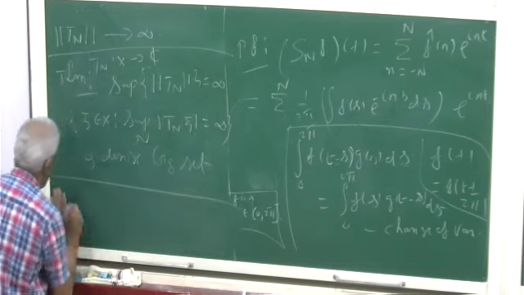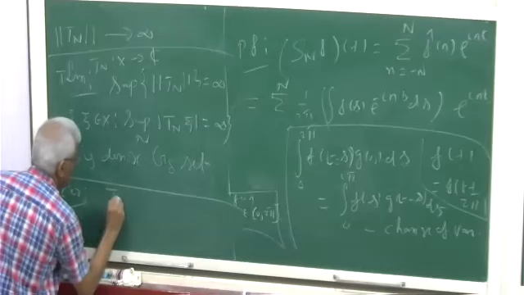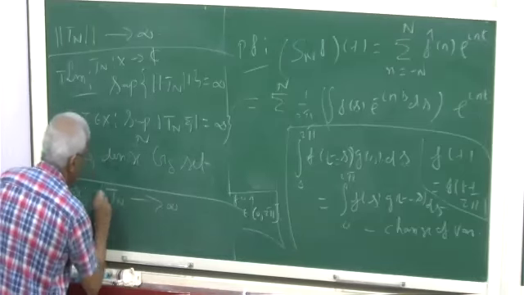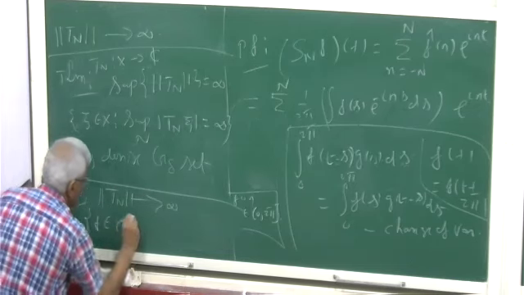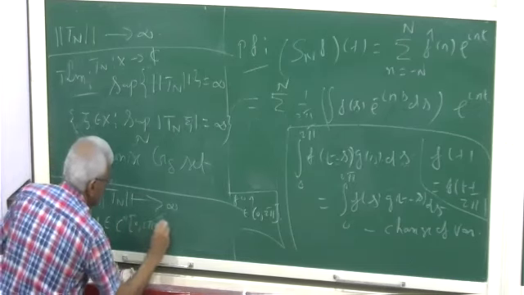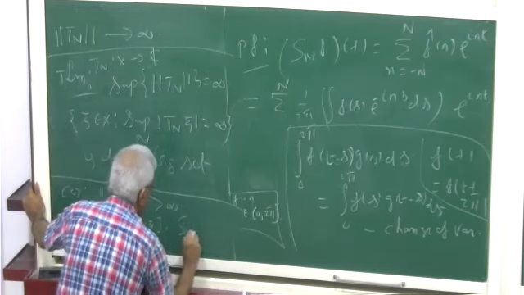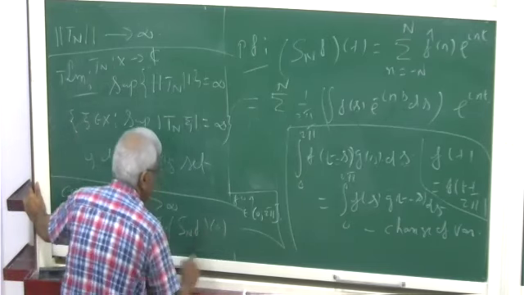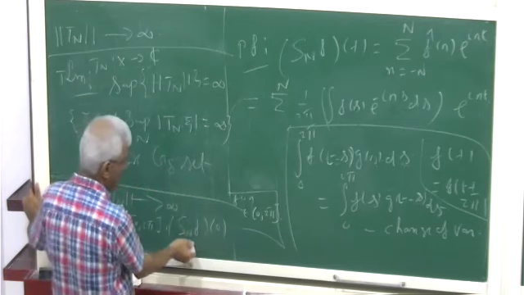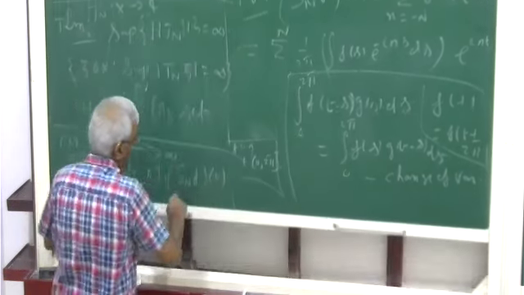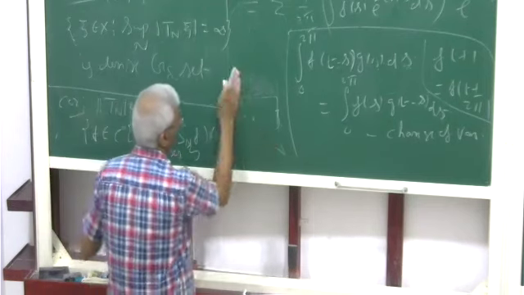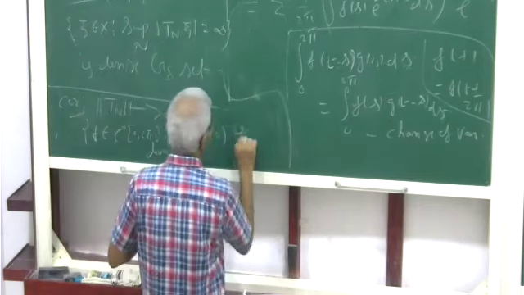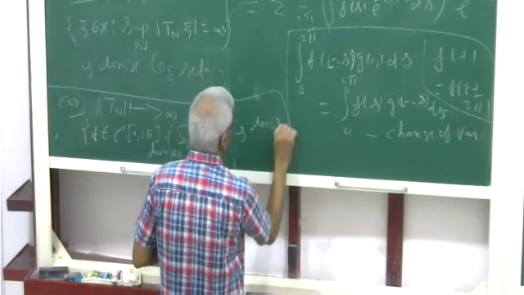So the conclusion, corollary: if the norm of Tn goes to infinity, the set C0, 0 to pi, such that Sn F at 0 diverges, is a G delta set.